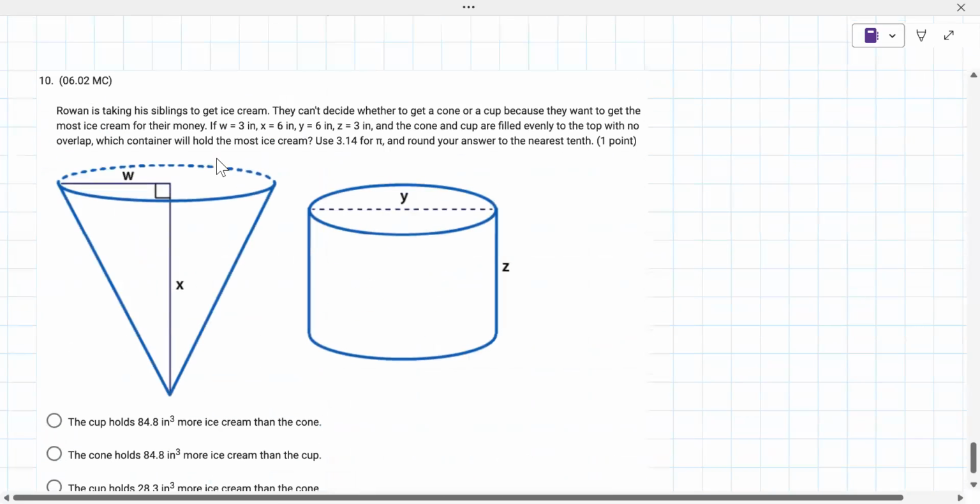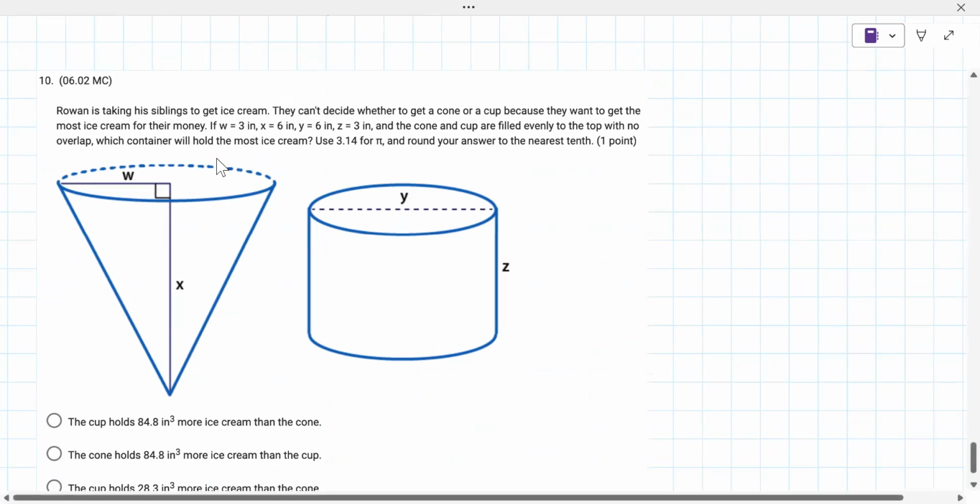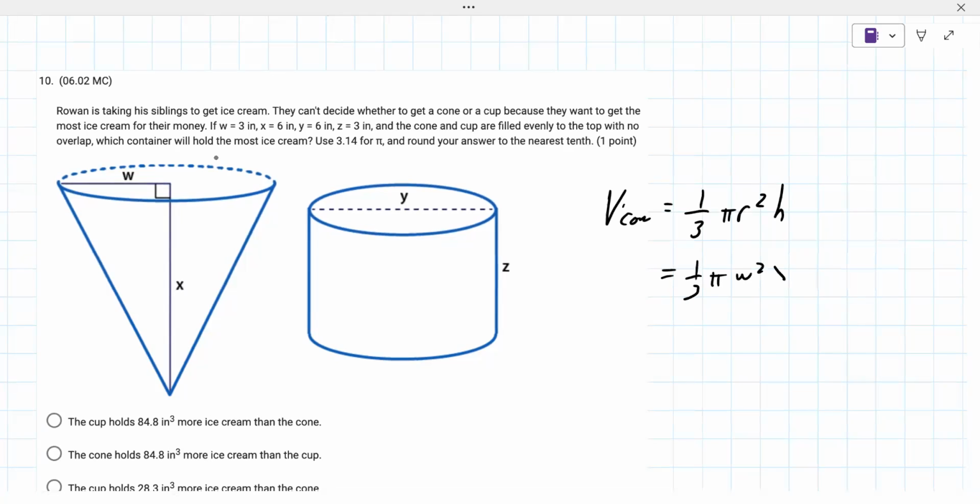All right, so R is taking his siblings to ice cream. They can't decide whether to get a cone or a cup because they want the most ice cream for their money. W equals 3, X equals 6, Y equals 6, and Z equals 3. Filled up to the top, which will hold the most ice cream? You just have to find the volume of both. The volume of the cone is 1/3 pi r squared times h. The radius is W and the height is X. So first calculate the volume of the cone, please.